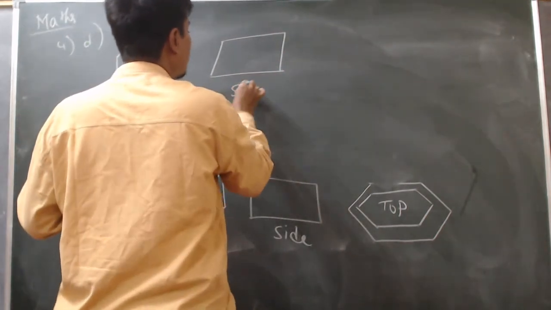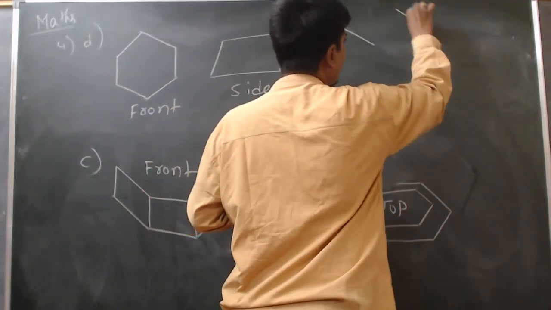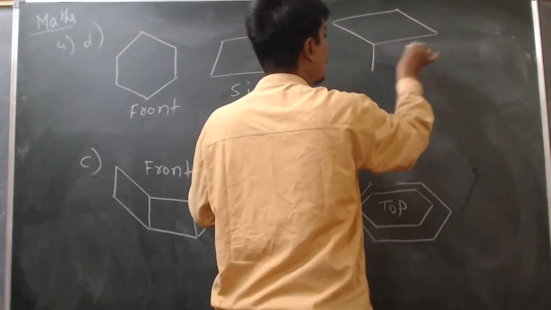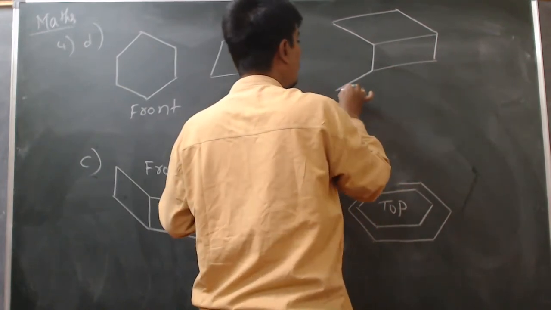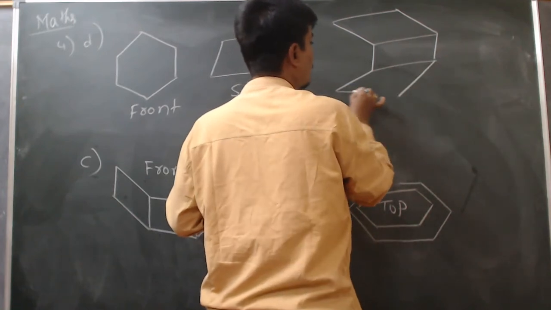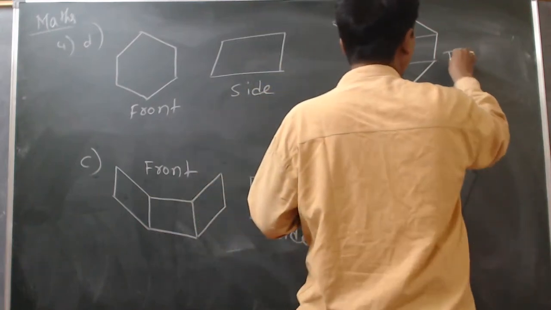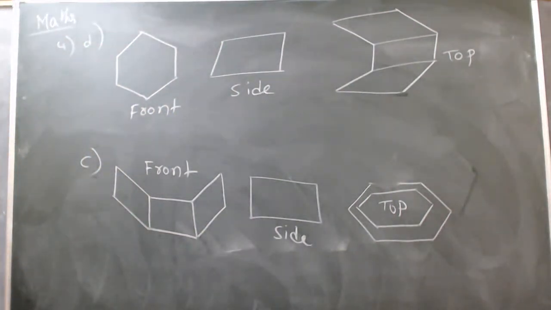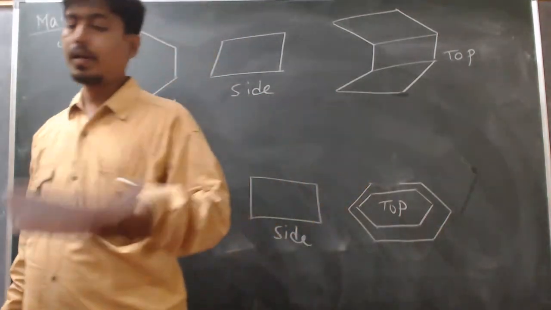From side it will look like this, and from top it is going to look like this. What is this one? Hexagonal block. From front it will look like this. From side it will look like this. From top it will look like this.